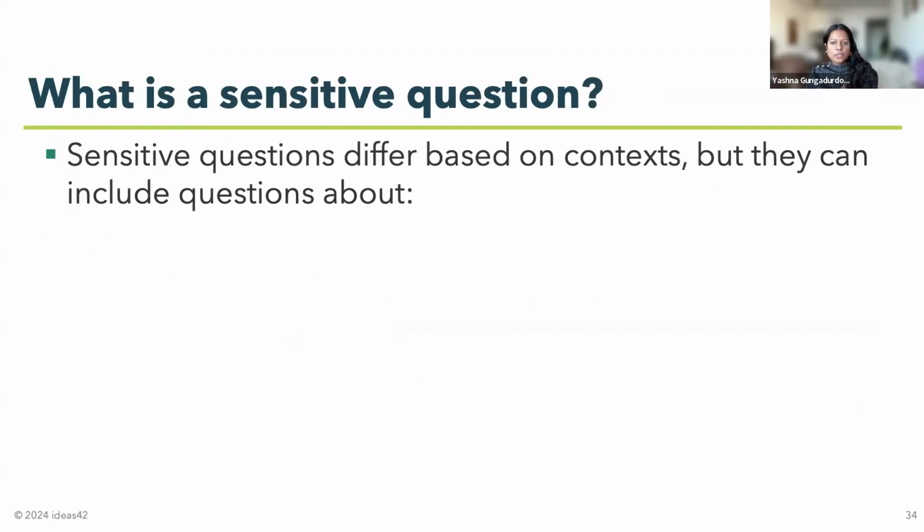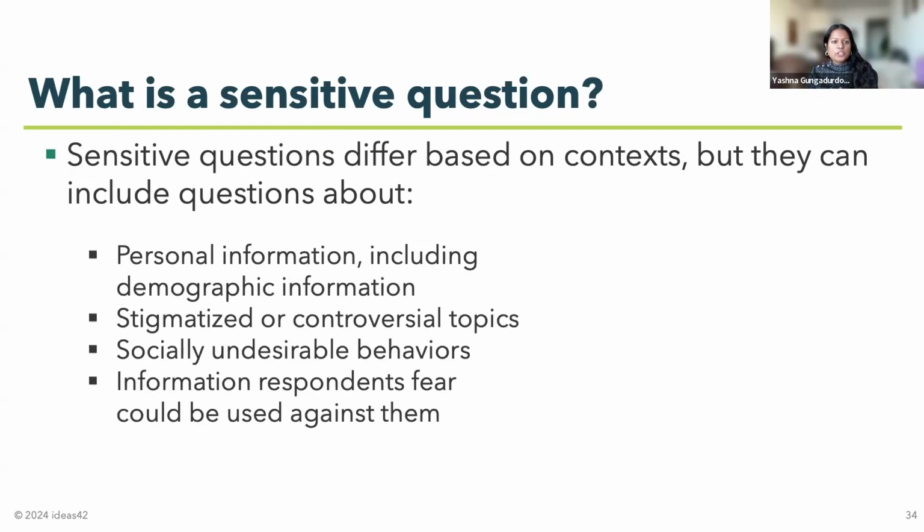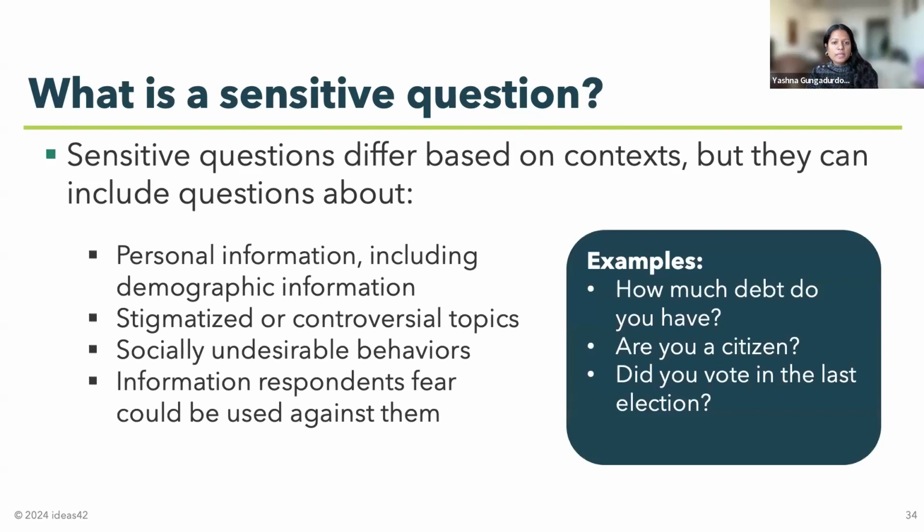So there's no one set of questions that are considered sensitive because they differ based on context, really. So it's more useful to think of categories of questions that are sensitive. And these are questions that can be about personal information, including demographic information. It can be about stigmatized or controversial topics. It can be about socially undesirable behaviors, or it can be information respondents fear could be used against them. Some examples, just to make it concrete, are: how much debt do you have? Are you a citizen? Did you vote in the last election?